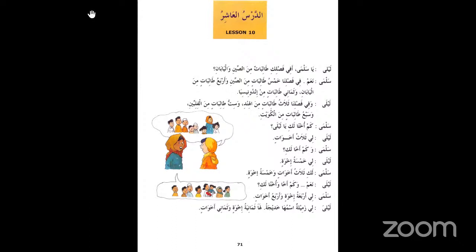نعم. وكم أخا وأختا لك؟ And how many brothers and sisters do you have? لي 4 إخوة و4 أخوات. I have 4 brothers and 4 sisters. لي زميلة اسمها خديجة، لها 8 إخوة و8 أخوات.